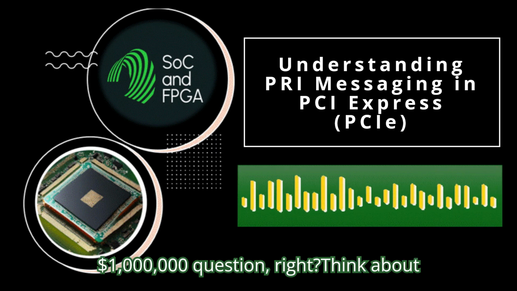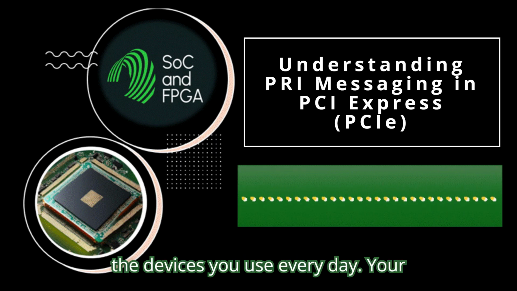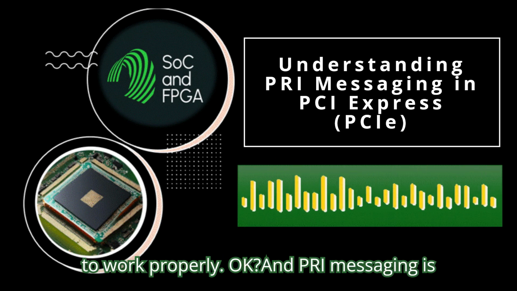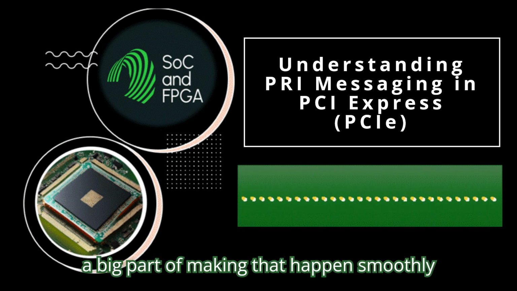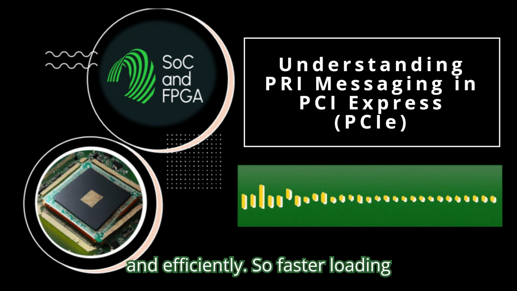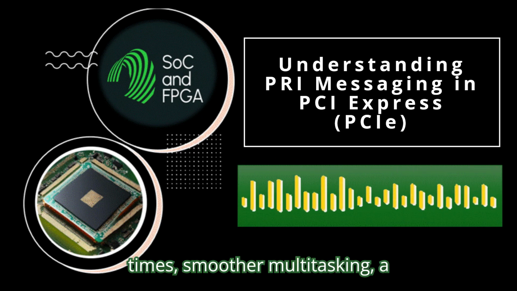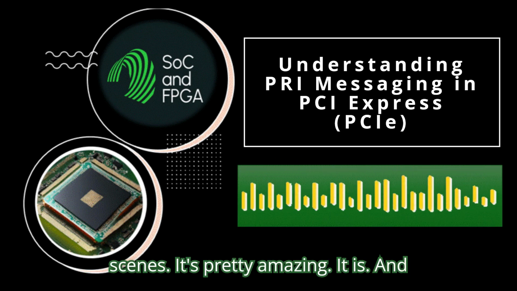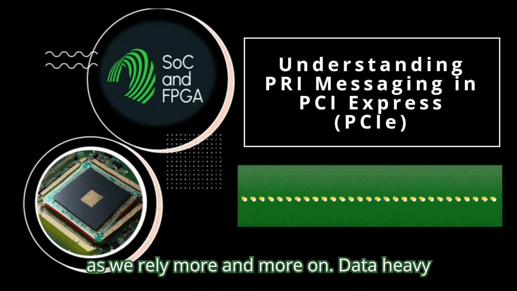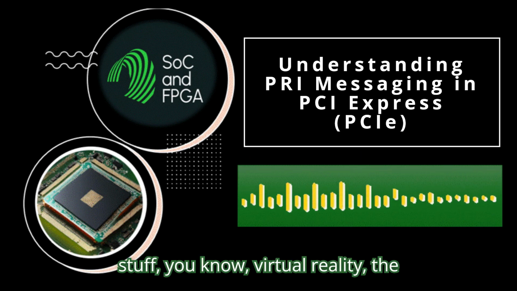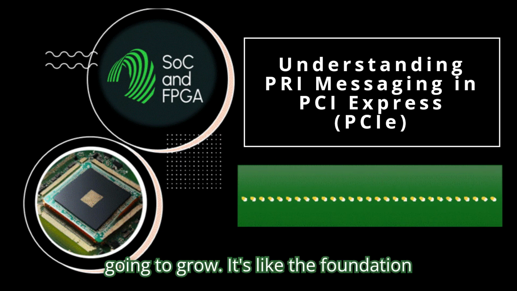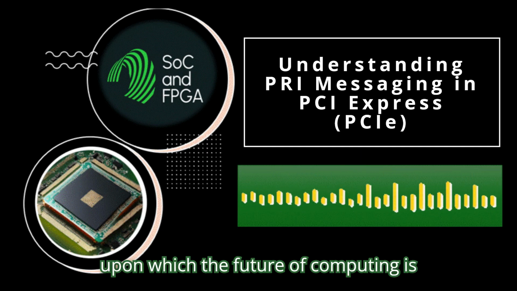That's the million-dollar question, right? Think about the devices you use every day, your computer, your smartphone, your car. Lots of them rely on high-speed data transfer to work properly. Okay. And PRI messaging is a big part of making that happen smoothly and efficiently. So faster loading times, smoother multitasking, a more secure online experience. All thanks to PRI messaging working behind the scenes. It's pretty amazing. It is. And as we rely more and more on data-heavy stuff, virtual reality, the cloud, all of that, the importance of technologies like PRI messaging is only going to grow. It's like the foundation upon which the future of computing is being built.